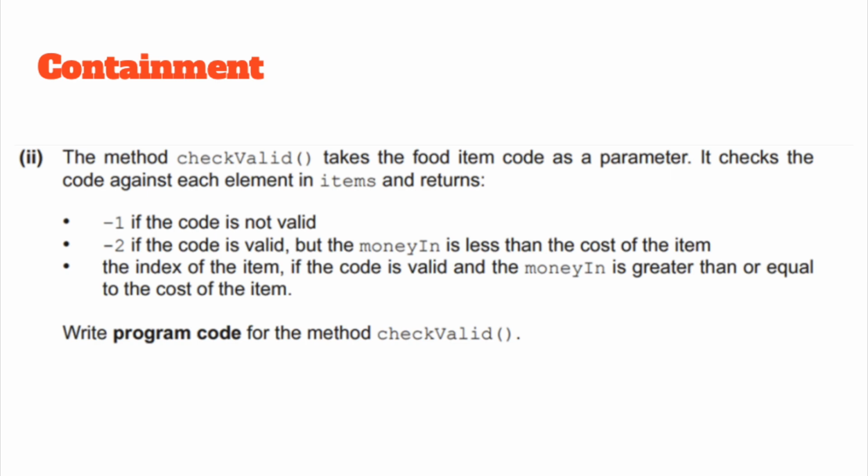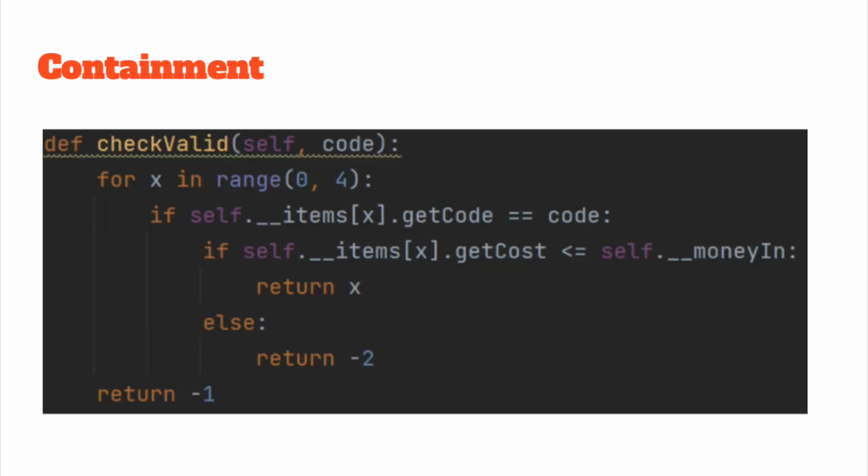Now in this you will need to use a selection. We define our function check valid, and that takes in a parameter called code. We then do a loop for x or index in range 4, or start with 0 and loop 4 times, whichever way you want to do that. We're then going to have a nested if statement in there. You could probably use a Boolean operator here, but nested probably would be better.